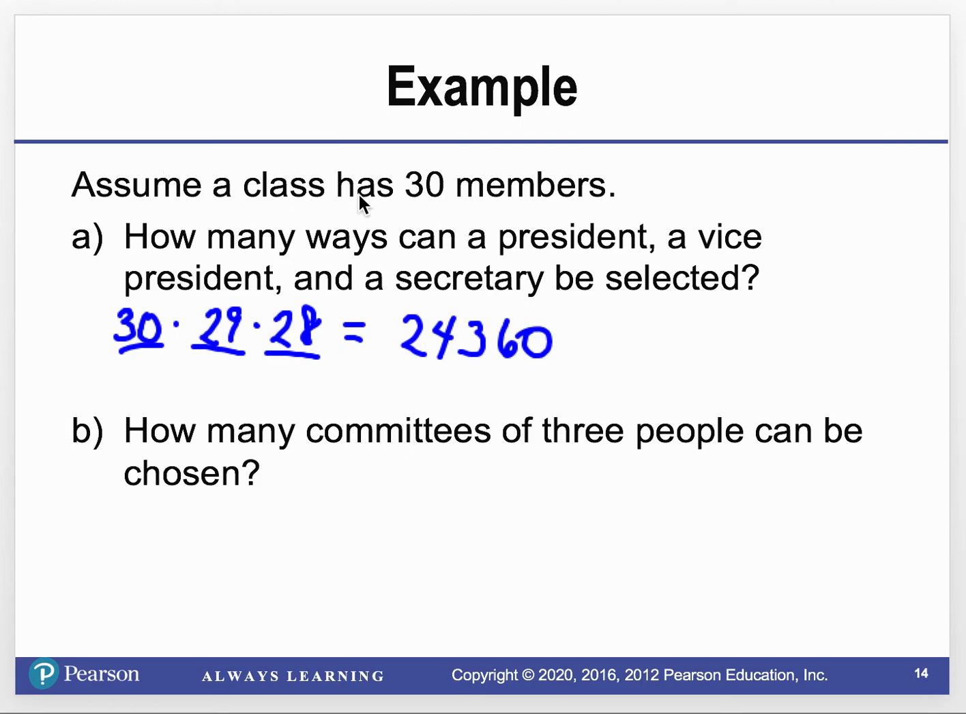Now this one, same thing, a class with 30 members. But how many committees of 3 people can be chosen? A committee has no ranking, right? You're all on the same level. So in this case, it doesn't matter if Elizabeth and Laura and Caitlin are on the committee, or if Caitlin and Elizabeth and Laura are on the committee. It's still the same committee of the same 3 people. So this time you've got 30 people and you're going to choose 3 of them. It's a combination.